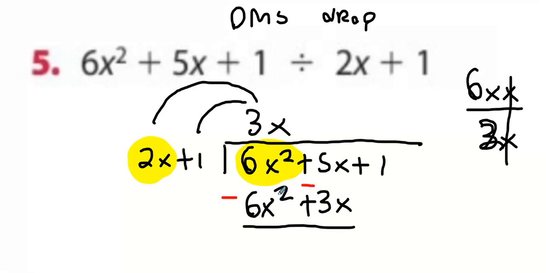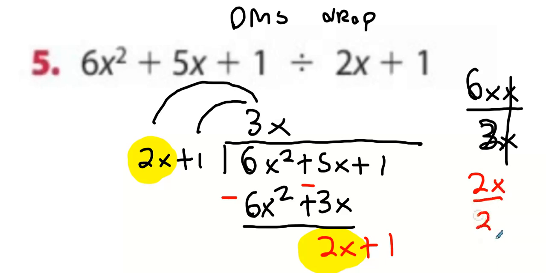6x squared. They cancel each other out, don't they? Because you're going downwards. And what's 5x take 3x? 2x and 1. And now where does my targeting go now? Goes down here. First part divided by first part. What's 2x divided by 2x? The x's cancel. And what's 2 divided by 2?